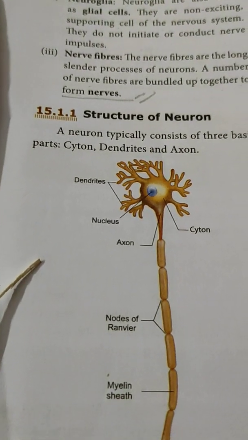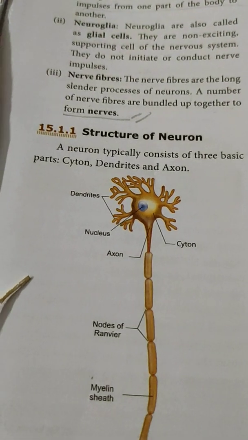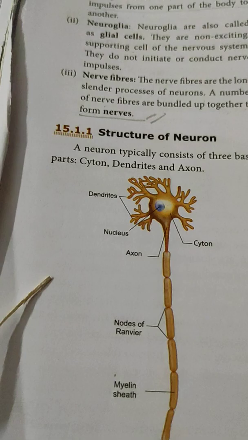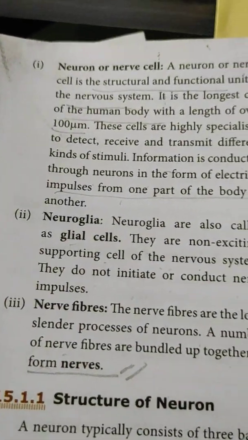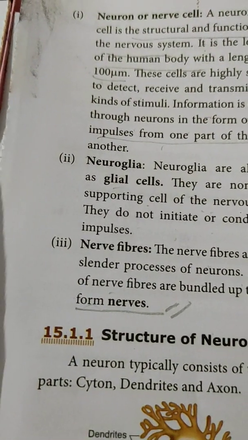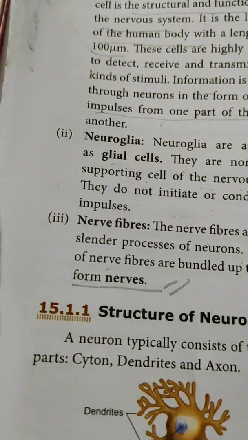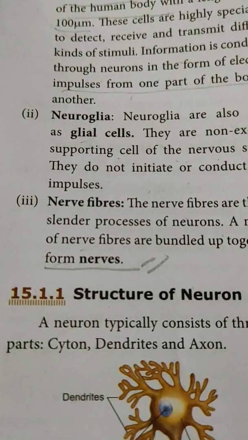Good morning, students. Already we have discussed the nervous system. It is made up of nervous tissue and it is formed of three distinct components. What are the three distinct components? Neurons or nerve cells, the second component is called the neuroglia, and the third component is called the nerve fibers. These are the three components that have already been discussed.